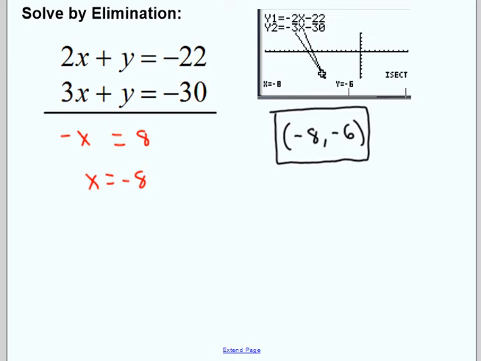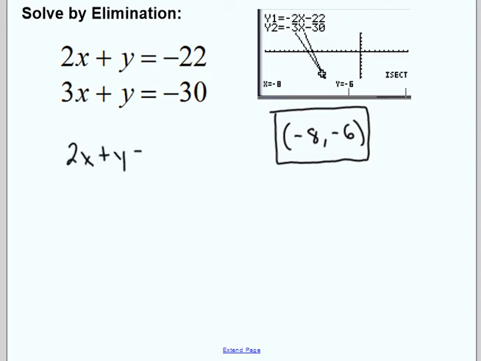Now, you guys, sometimes people don't see clearly that we're subtracting. So what we could do, if I go back here and undo what I did, is think to ourselves, okay, I've got a positive 1y and a positive 1y. I want one of them to be negative. So I'm going to leave the top equation just like it is: 2x plus y equals negative 22. The bottom equation, I'm going to multiply everything by negative 1. And that will give me negative 3x minus y equals 30.